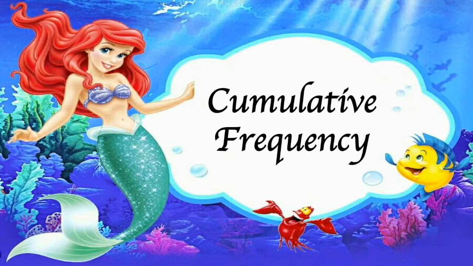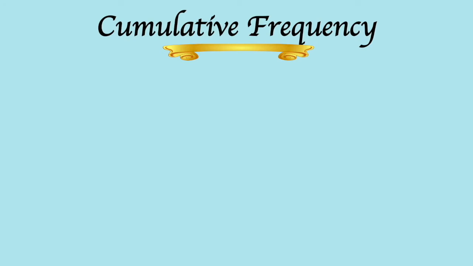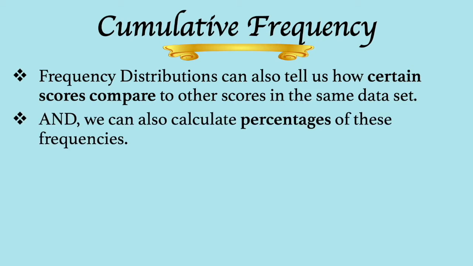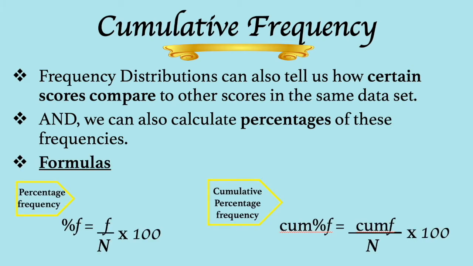When you talk about the word cumulative, it means a collection, an aggregate of things. So frequency distributions can also tell us how certain scores compare to other scores in the same data set. And we can also calculate percentage of these frequencies. So I'm going to show you 2 different formulas that we're going to be using in a couple minutes for learning how to calculate the percentages for a regular frequency and a cumulative frequency.